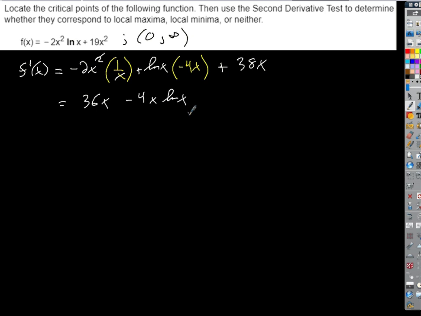Okay? Oh, right, I see that. So if I draw a little line, these two terms combine.